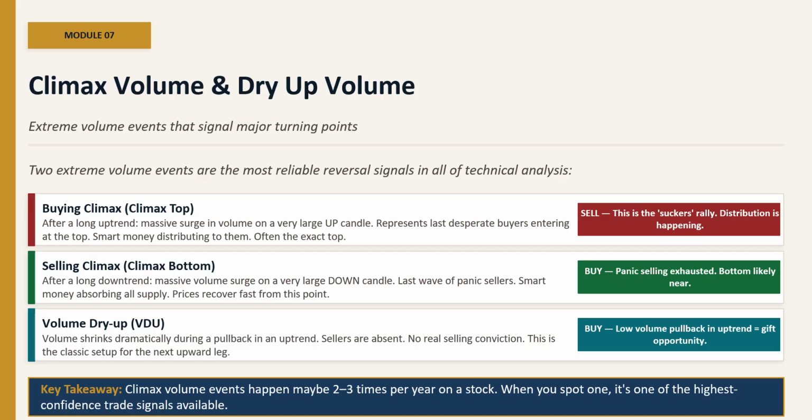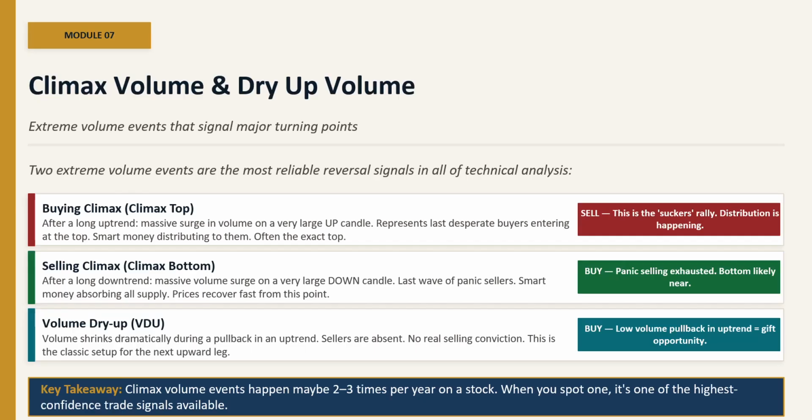Sell signal. Selling climax. After a long downtrend, there is a massive volume surge on a very large down candle. This represents the last wave of panic sellers. Smart money is absorbing all the supply. Price typically recovers sharply from this point. The COVID crash in March 2020 was a classic selling climax, one of the best buying opportunities of the decade.